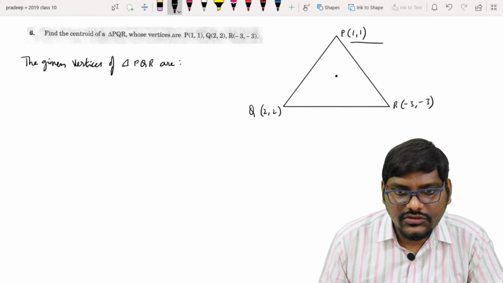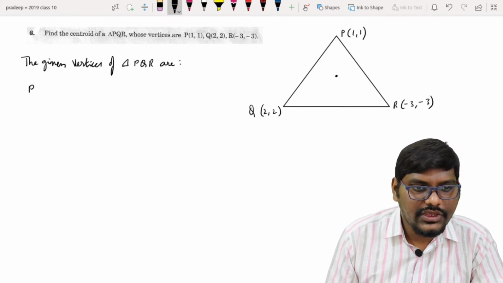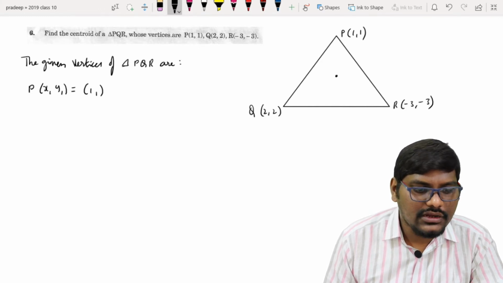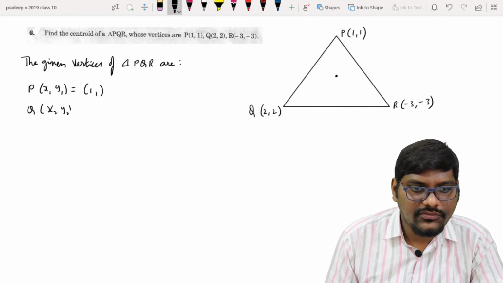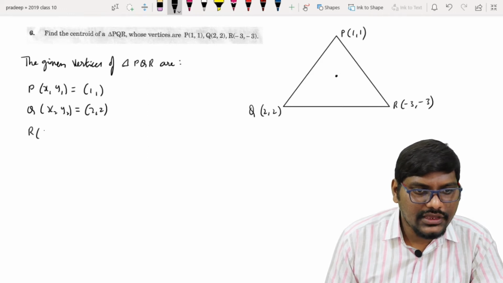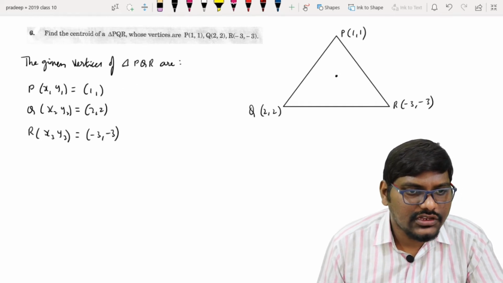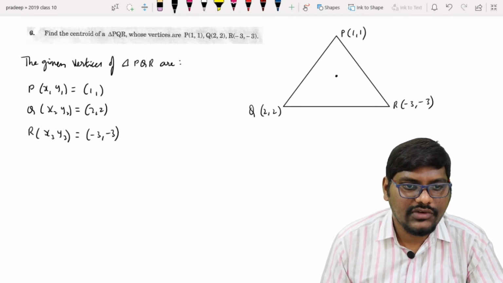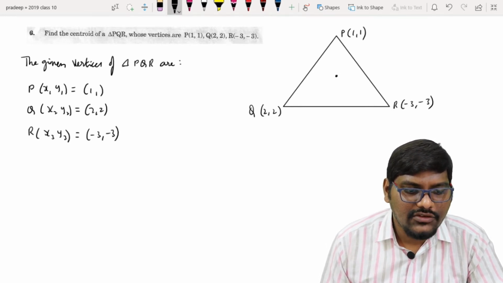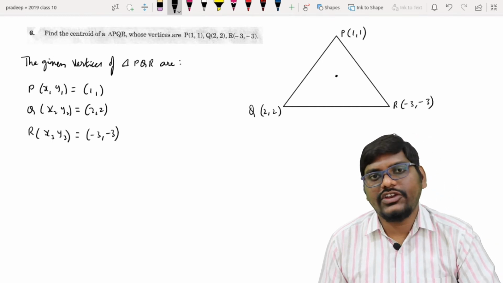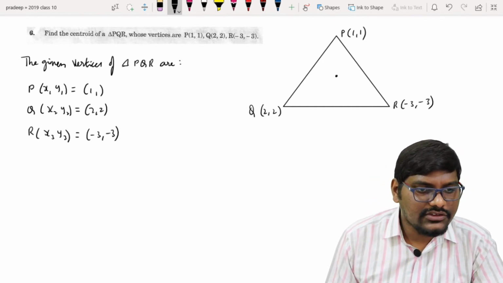So P, we can take it as x1, y1, which is nothing but 1, 1. Then we can take Q as x2, y2, which we can take as 2, 2. R will be x3, y3, that is nothing but -3, -3. So these are the three different points we are taking in the form of x1, y1, x2, y2, x3, y3. So we have the formula for the centroid of a triangle, so we'll take that and we can solve this easily.